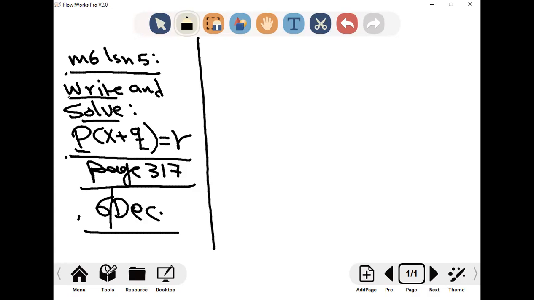I will start with the learn page 317. Read, Ammar, loudly. The learn. Hello, consider the following problem. Now the following problem is an example, but we will learn from it how to write the equation and how to solve it. Continue.